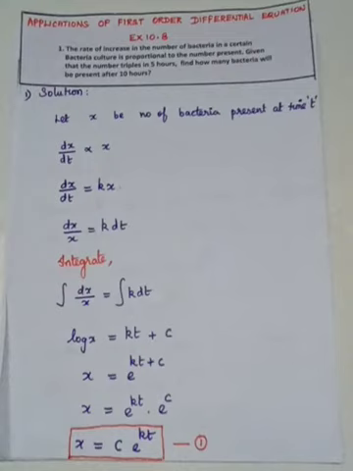Step 1, read the question carefully. From that, you have to form the differential equation. Second step, you have to solve the differential equation. That means you have to write the expression in terms of independent and dependent variables. That is, you have to write the expression in terms of x and y.